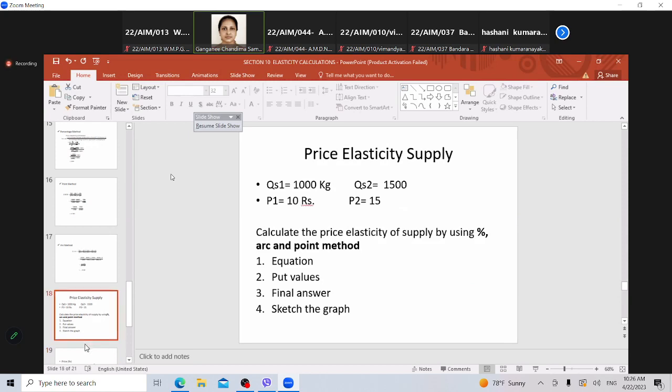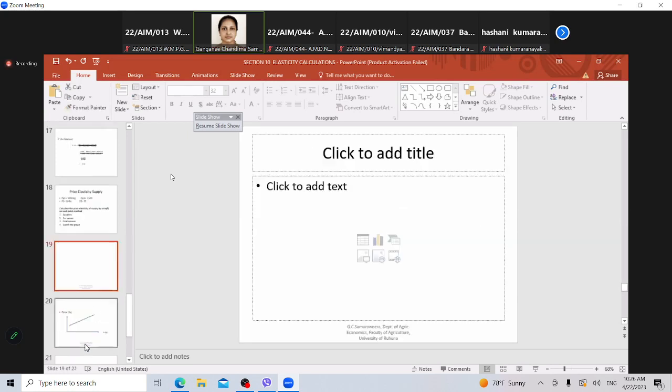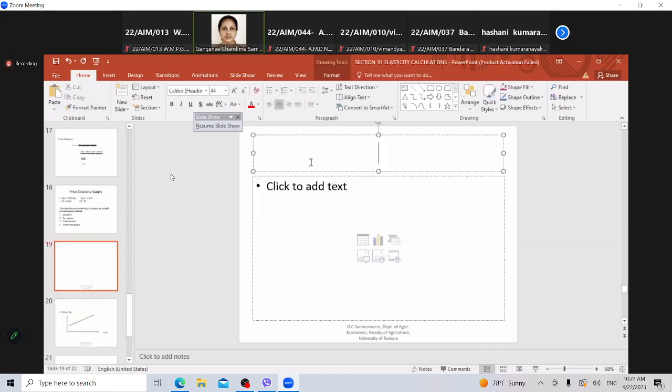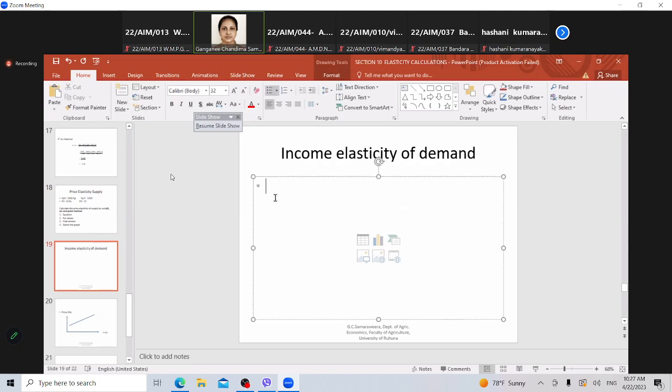Very good. Now we'll do the last equation, which is related to income elasticity of demand, and we'll stop for today. Let's say first income, the one I put as Y. Y we will see as 10,000 rupees, 10,000.